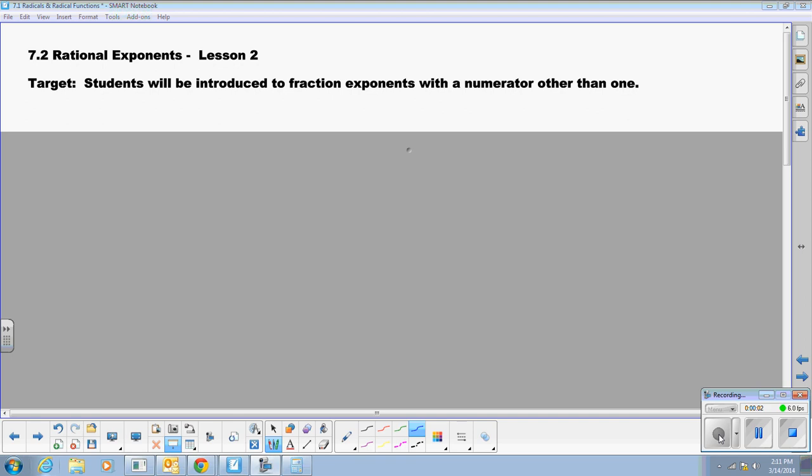The second part of working with rational exponents is actually having you work with fraction exponents that have a numerator other than 1. So I'll be introducing that to you in this lesson, and we'll begin working with that now.